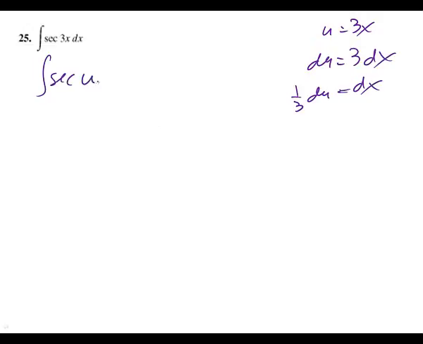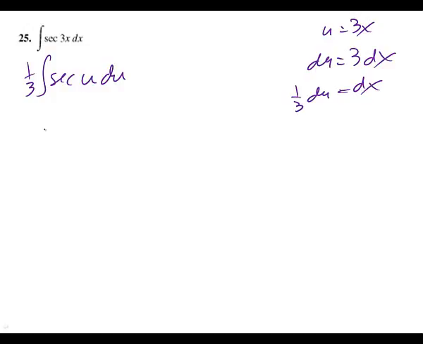Alright, looking at 25. What do you think we need to try first? U-substitution. So what's your u? Sorry, I'm in the wrong problem. Well, your u is the 3x, so du is equal to 3dx. Do I have the 3? No, so I need to put that in there. So we're subbing in, so I get secant of u, and then dx is 1/3 du.